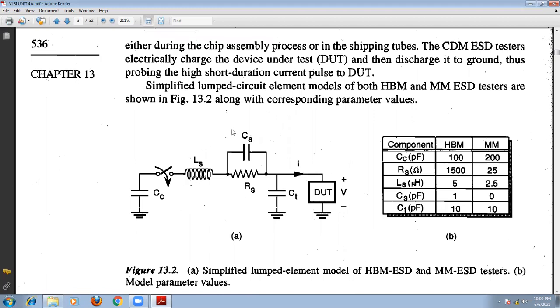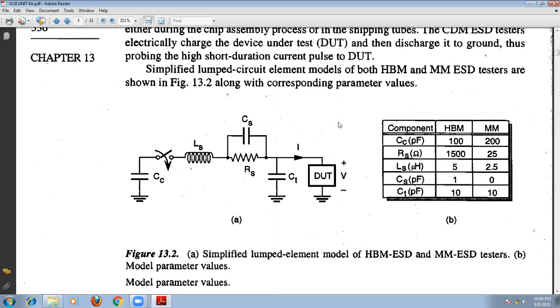Assume that it will be a device model, HBM model, or maybe MM, that is the machine model. We can test these models by using different circuits here. That is the lumped circuit element model, which is a simplified model. Instead of using a resistor to directly charge the capacitor, we are going to charge the circuit by this method. This is the lumped circuit element model.